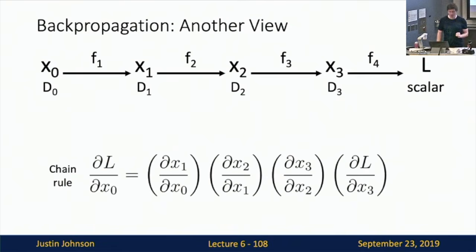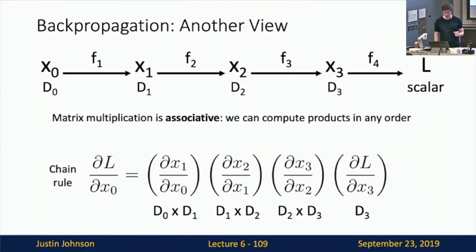So another view of backpropagation is that we have this long chain of functions. We've got f1 and f2 and f3 and f4, and we eventually produce this scalar loss L. And now by the multivariate chain rule, we know we can expand out this gradient expression and write dL/dx0 as this product of all of these Jacobian matrices, which are the intermediate Jacobian matrices, and this final gradient vector on the very far right.